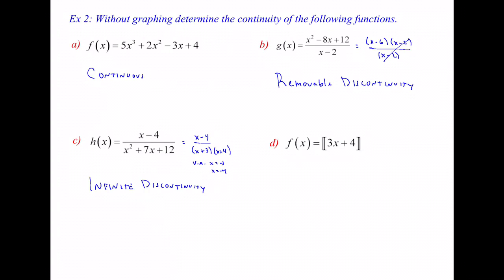And then on part D, f of x equals, if you remember the double brackets means greatest integer function. So these were your step functions. So just by knowing that this is a step function, we know that this would be jump discontinuity.